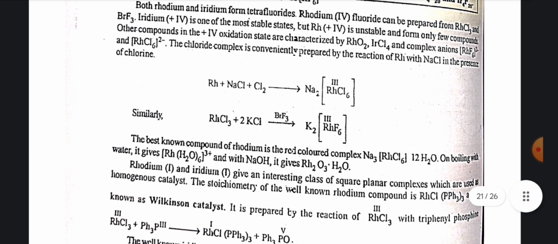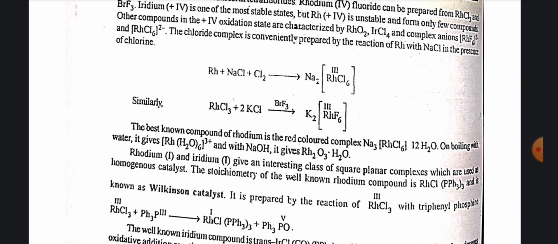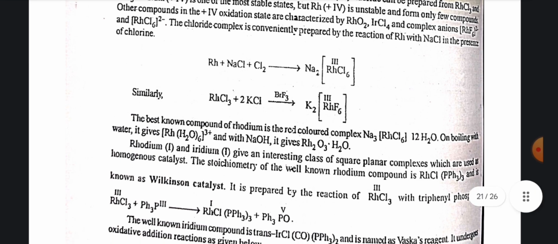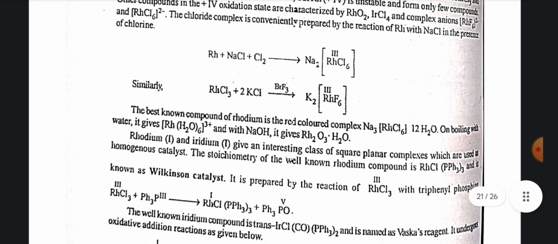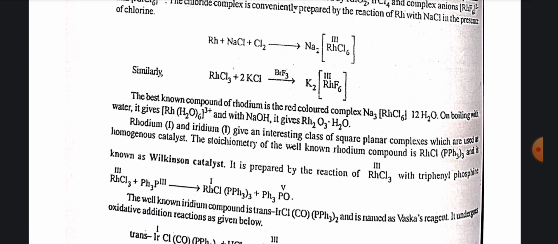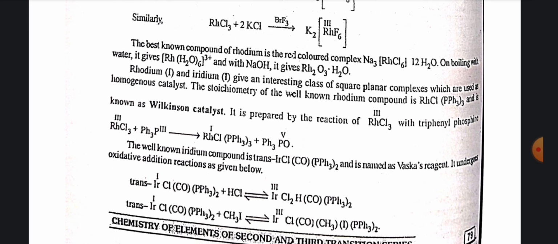Rhodium fluoride can be prepared from RhCl3 and BrF3. +4 is one of the most stable states for iridium, but Rh +4 is unstable and forms only a few compounds. Other compounds in the +4 oxidation state are characterized by RhO2, IrCl4 and complex anions. The chloride complex is conventionally prepared by the reaction of Rh with NaCl in the presence of chlorine. The best known compound of rhodium is the red colored complex. On boiling with water it gives a further complex, and with NaOH it gives Rh2O3·H2O.